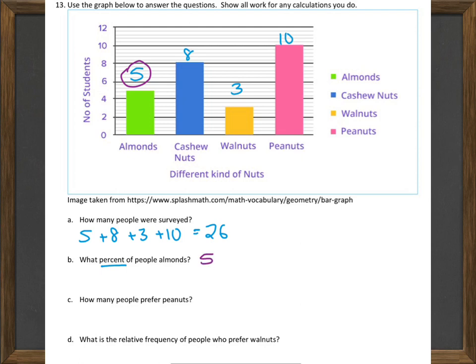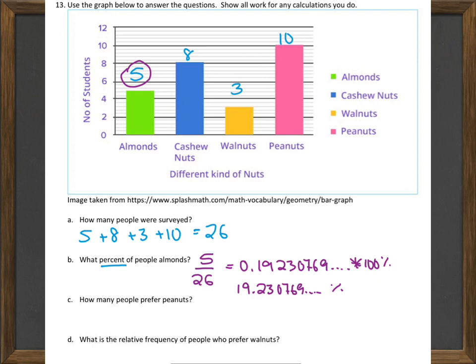To find the percent, we just do 5 out of 26, and we're going to type that into our calculators. When we do that, we get 0.1923076. Then, to convert it to a percent, we need to multiply by 100%. That becomes 19.230769 and so on percent. And then we need to round it.